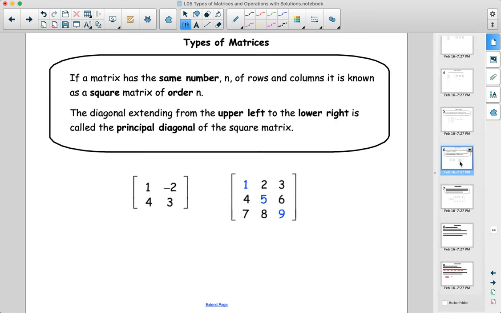All right, next, if a matrix has the same order, i.e. the number of rows and columns are the same, then it's called a square matrix, not surprisingly, of order n. The diagonal that goes from the upper left to the lower right is called the principal diagonal in a square matrix. I've highlighted this one in blue, and I just showed you that one there in green.